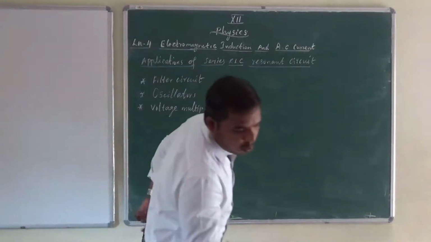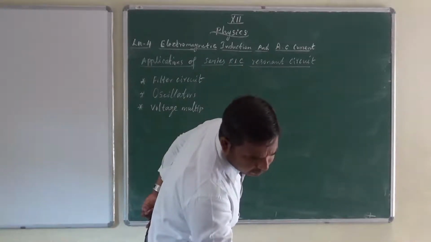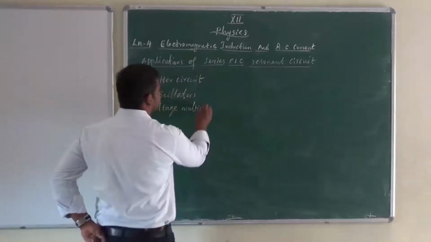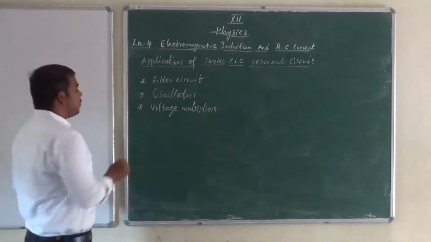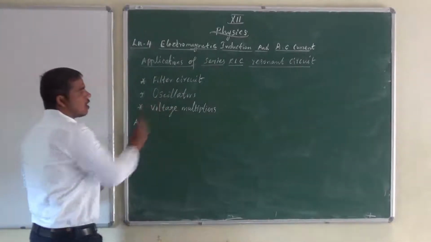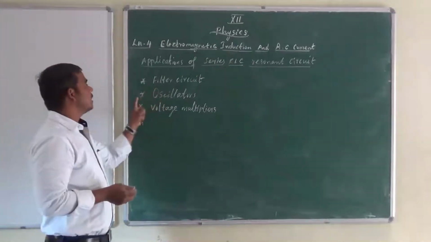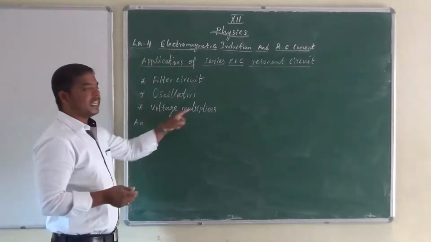What is that? Voltage multiplier. So common uses are filter circuits, oscillators and voltage multipliers.